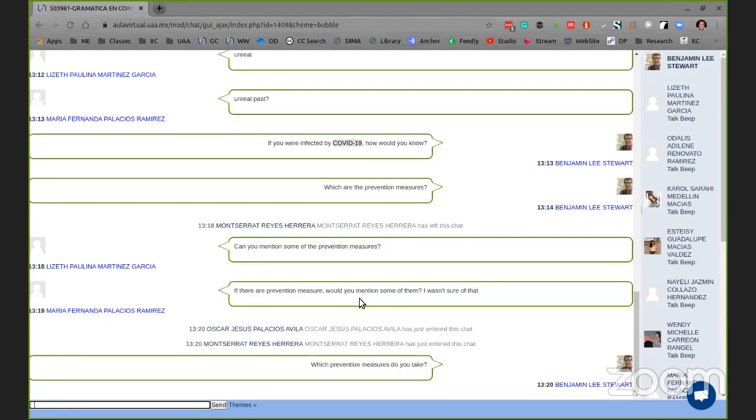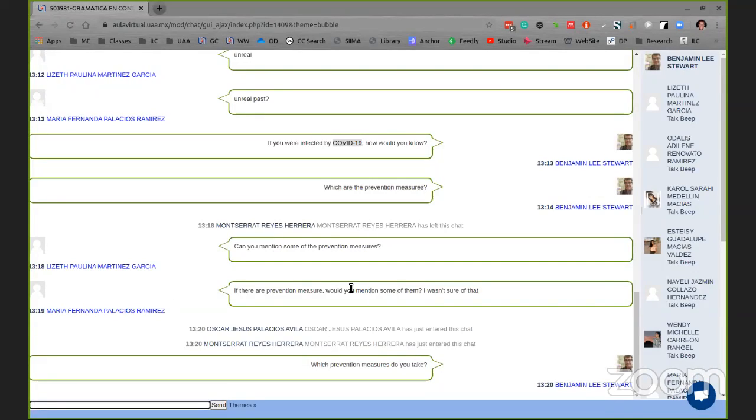Fernanda posts, if there are prevention measures, would you mention some of them, or could you mention? Look at that section. And also Paulina's, can you mention some of the prevention measures? So let's look at Paulina's example first. Can you mention? So we have can as an auxiliary. We have the subject, you, the subject pronoun, and then we have the main verb, right? So we have auxiliary, subject, main verb.